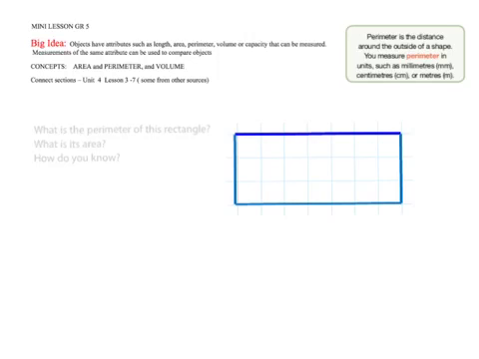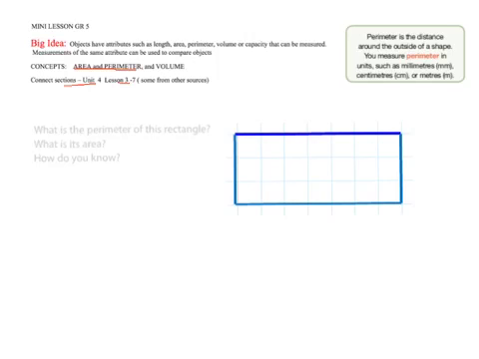Our concept today is going to be a focus on area and perimeter. We'll leave volume for another day. You are going to be looking in the Connect sections of Unit 4, Lesson 3 to start with. We're going to look at this shape here. We're going to discuss perimeter first of all.